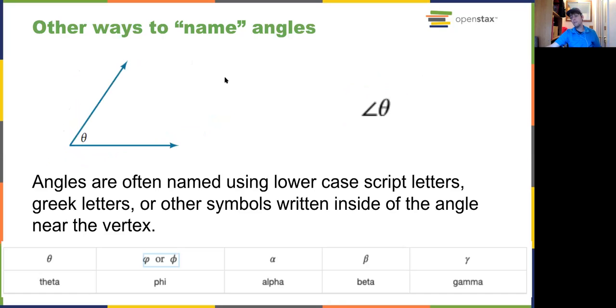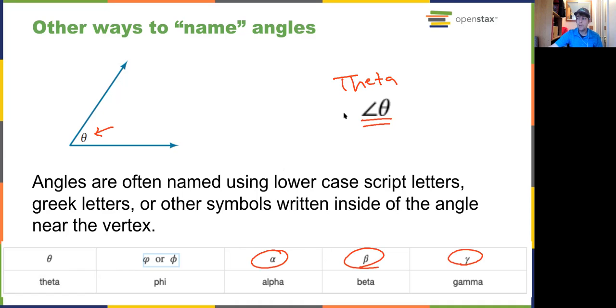letter. So some other ways that we name angles, a lot of times we will draw something in here in the little corner of the angle to indicate its name. So in this case, we could call this angle theta. This is the Greek letter theta. And a lot of times with trigonometry, we're going to use Greek letters to name the angles. Theta is kind of like the default a lot of times, but you'll also see alpha, beta, gamma. Those are going to be used quite a bit.